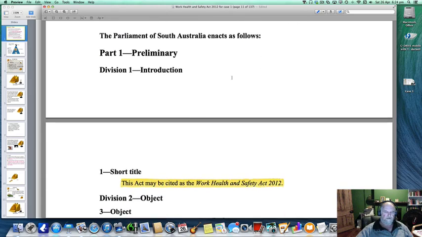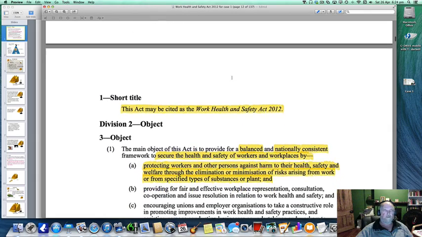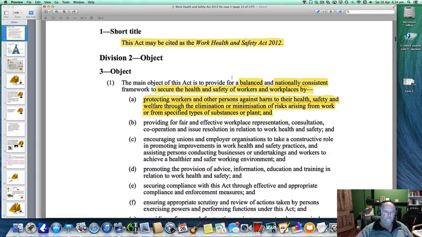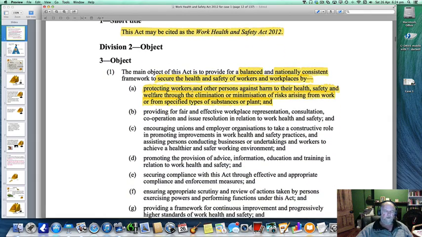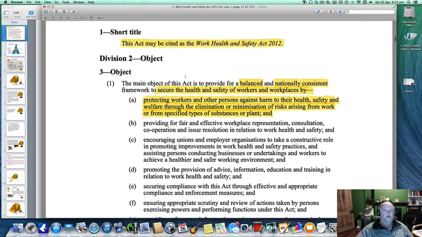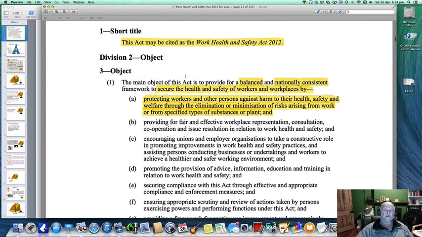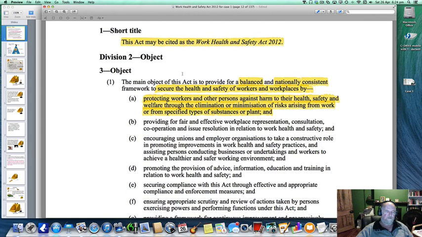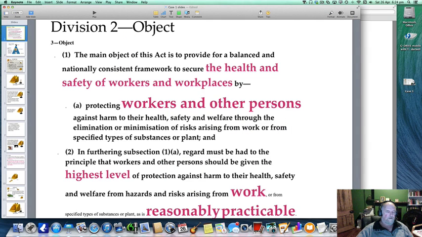Transitional provisions. Okay, so now we're into the main part of the Act. Let's have a look at this Act here. What's it saying? Now, you never dismiss the very beginning of an Act, particularly the object of the Act. I've got a slide on it, so here we are. Yeah, the object of the Act.